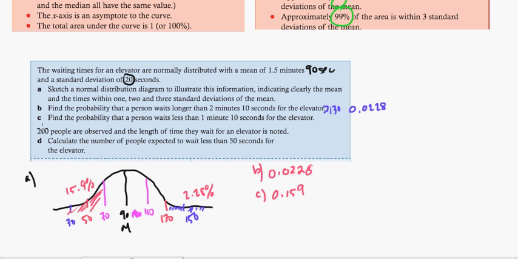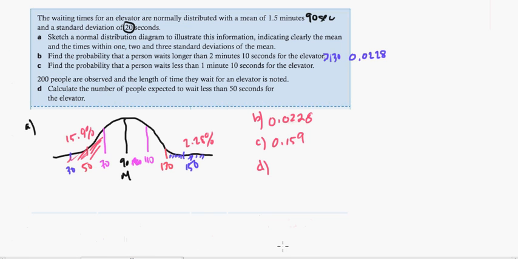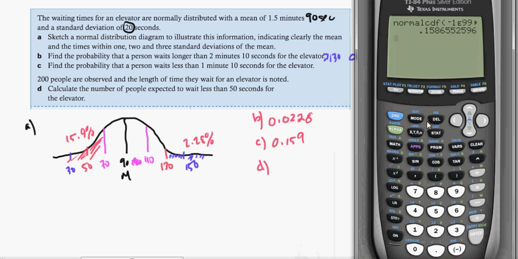Now, it says 200 people are observed, and the length of time they wait for an elevator is noted. Calculate the number of people expected to wait less than 50 seconds. Again, for this, we just have to find it. Sorry. I'll just go second distribution, normal CDF. Now, my upper bound here is going to be 50. That's going to be a pretty small number. Everything's the same. The mean is 90, standard deviation is 20. So it's 0.022785, whatever.